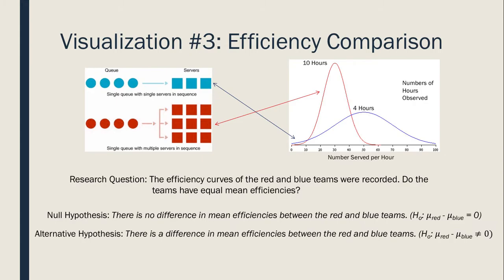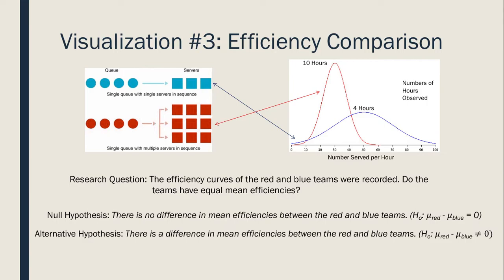Visualization number 3 focuses on efficiency comparison. We have two images here. One image shows a single queue with single servers, while it is also showing a single queue with multiple servers. We use these visualizations to see which queue has the better efficiency. From the visualizations, we can make our determination, but our research question asks, the efficiency curves of the red and blue lines were recorded. The teams have equal mean efficiencies.